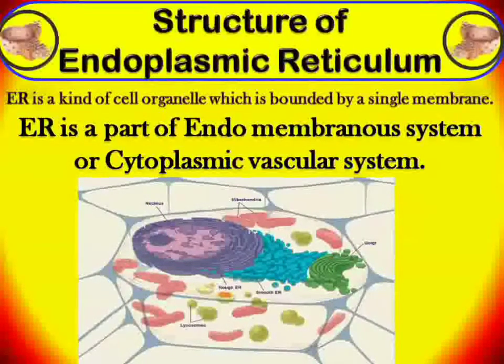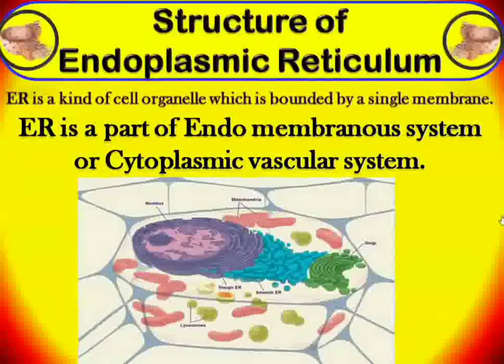Here endoplasmic reticulum is a part of the endomembranous system. We can call the endomembranous system the cytoplasmic vacuolar system also. So here endomembranous system means the membranous system present inside the cell. Endo means inside, membranous system. So this membranous system present inside the cell is called endomembranous system. And here cytoplasmic vacuolar system means the vacuolar system present in the cytoplasm.